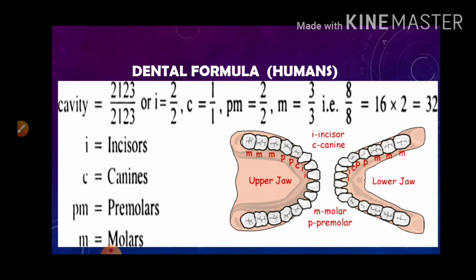How to write a dental formula. This dental formula represents the type of teeth that is present in each jaw in case of human beings. So I'll quickly explain how it is done. It might look very difficult to you, but in actual it is not.